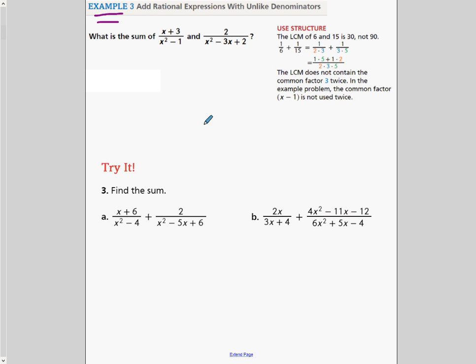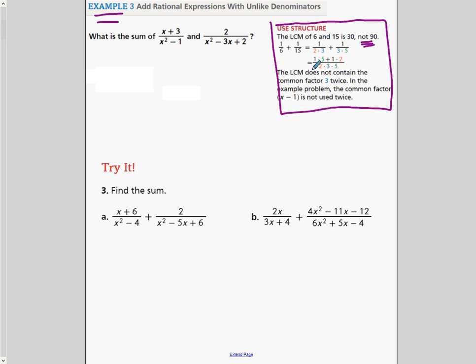To get into adding rational expressions when we don't have a common denominator, we're going to need to build a common denominator. And right over here in the use structure box, you can see an example with 1/6 and 1/15. The common denominator would be, let's see, 30. 30 would be the least common multiple between 6 and 15. So notice how you don't need to just multiply the two denominators together to get the least common multiple. That's what they're saying right here, that it's not 90.